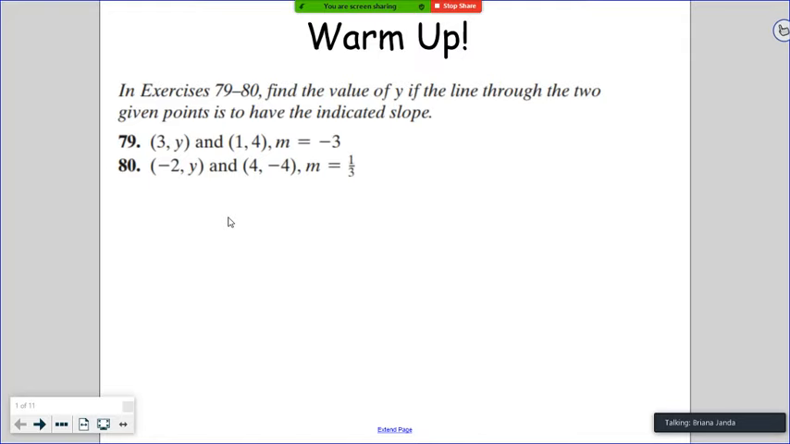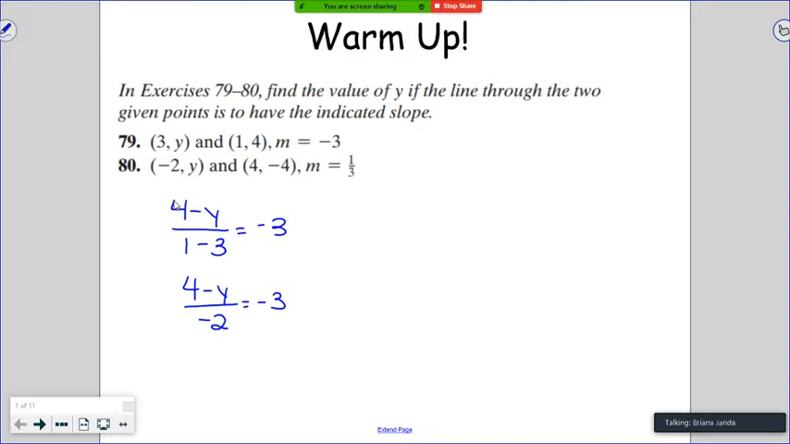Okay, let's go ahead and look at our warm-up here. If I were to follow just the setup that you use for slope formula, y2 minus y1 would look like 4 minus, but I don't know what that is, so 4 minus y over 1 minus 3, and it's supposed to equal negative 3. So then I just have to solve this for y. First of all, 1 minus 3 is negative 2.